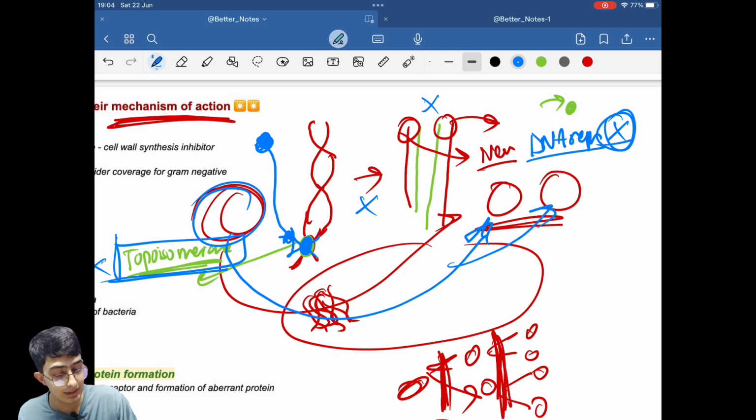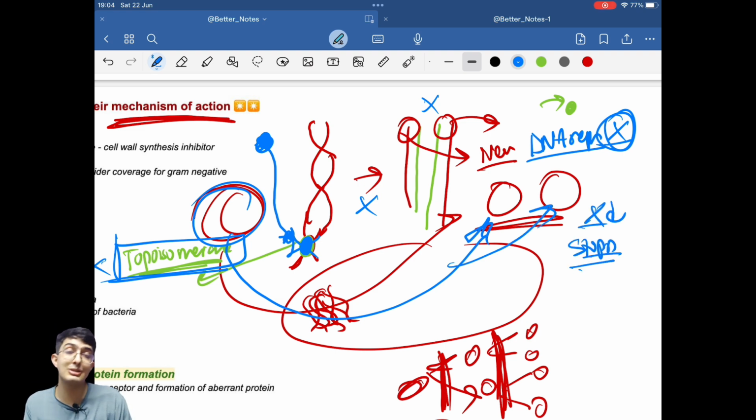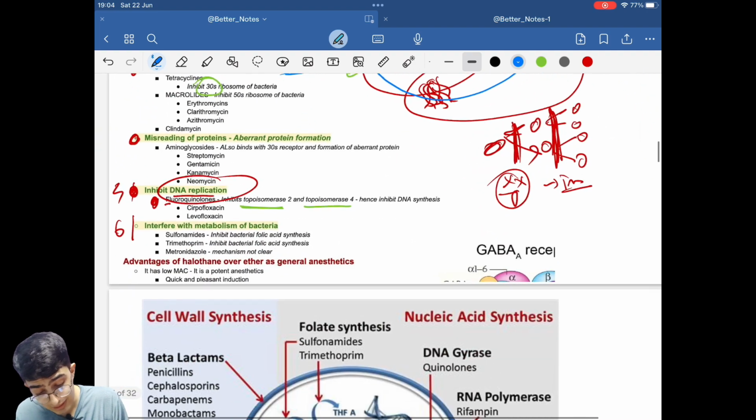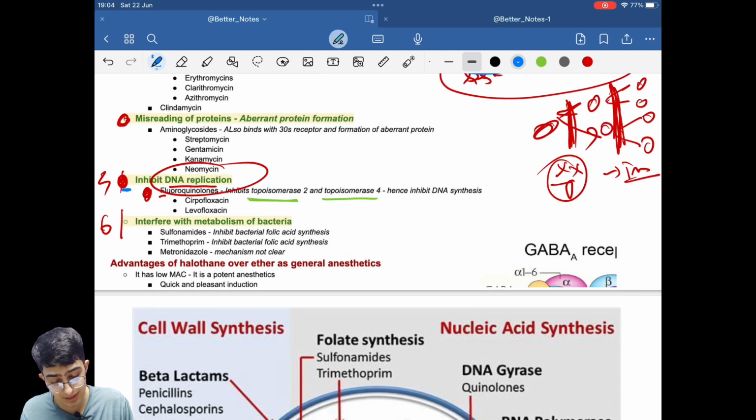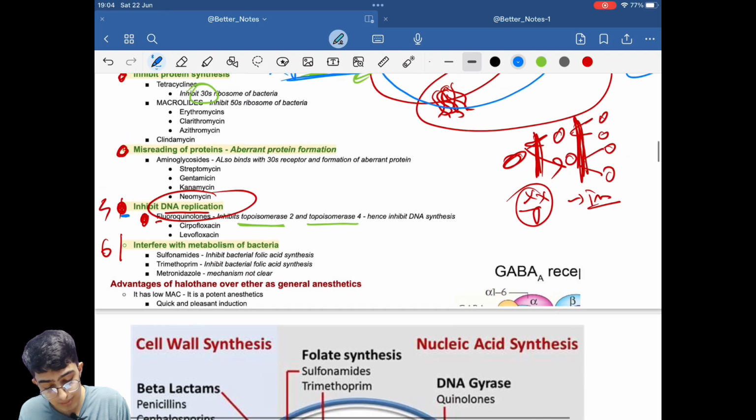So we have successfully inhibited bacterial growth, and then the remaining bacteria which cannot divide are killed by the body's immune system. So this is yet another way by which antibiotics work. Some antibiotics work by inhibiting DNA replication, and these are the major ways.